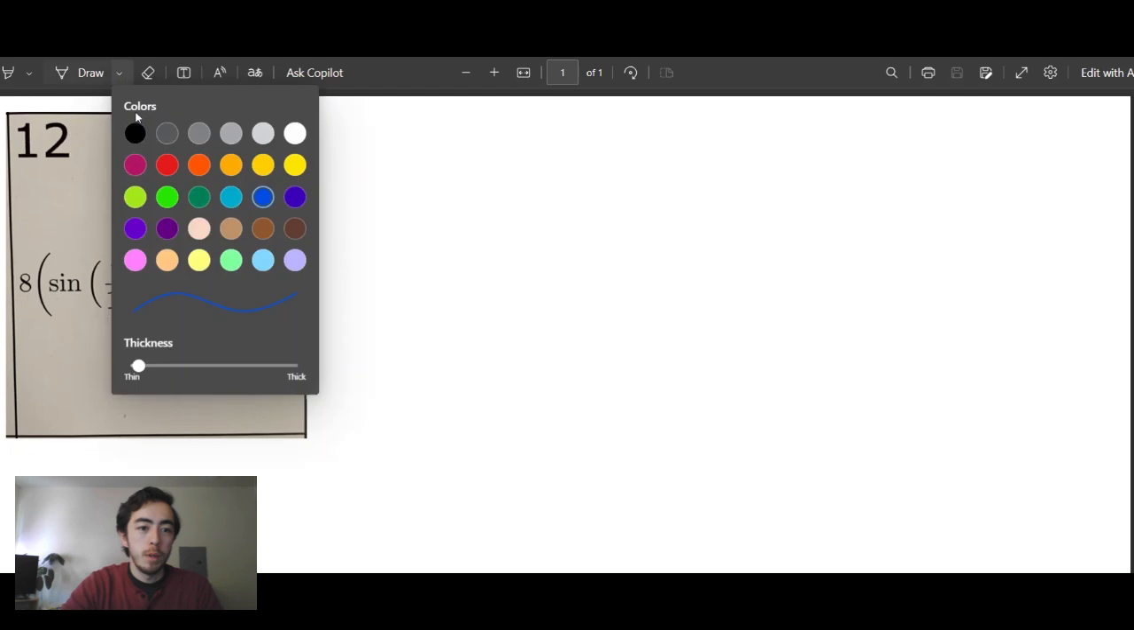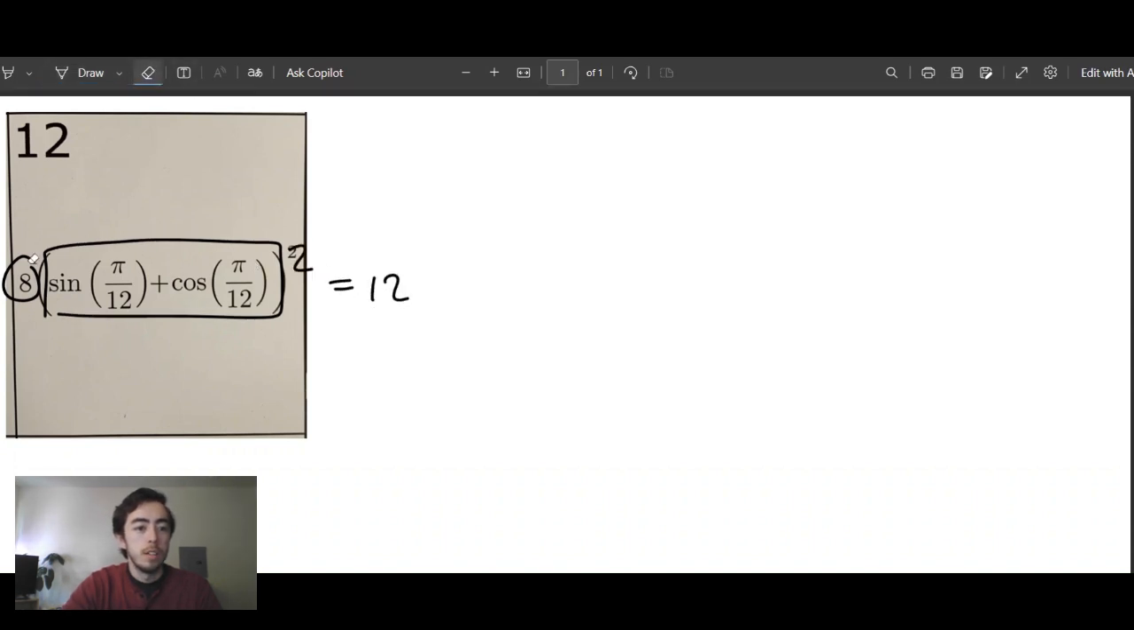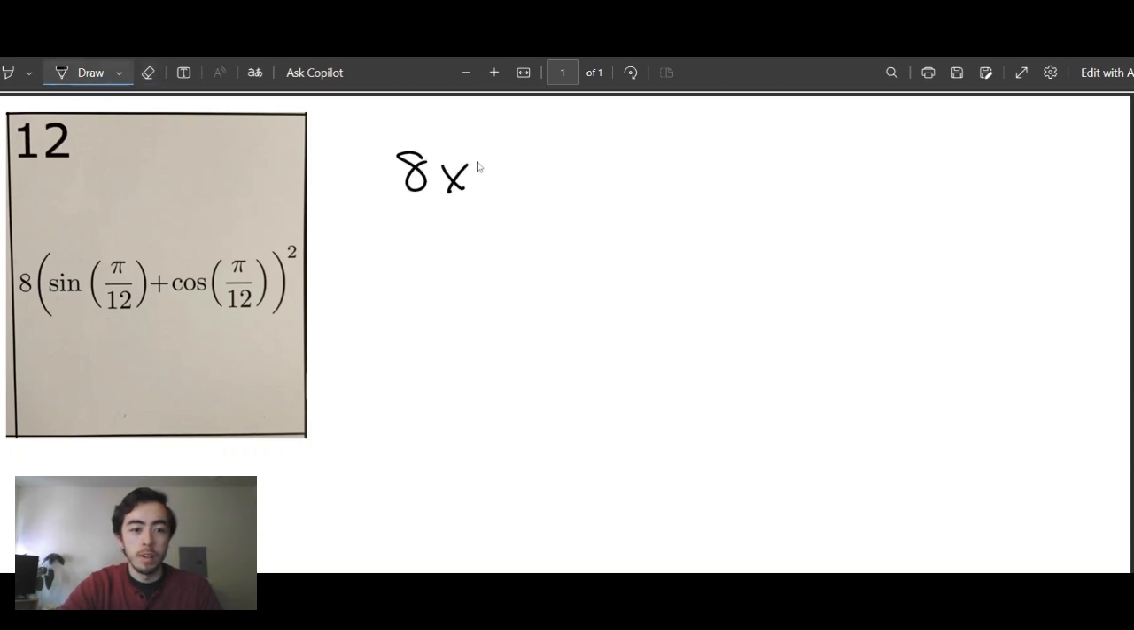So the answer is supposed to be 12, and when I do 8 times something squared, I'm going to get 12. So I guess one good thing to check first is just what value am I going to get from sine of pi over 12 plus cosine pi over 12? Because this chunk feels like the hardest part for me.